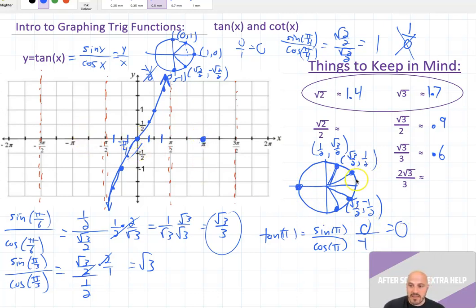If I did negative pi, do I get any different answers? I went pi this way. If I go to pi this way, negative pi, no, I get the same 0. So this is going to repeat each time, and I'm going to get that same picture.